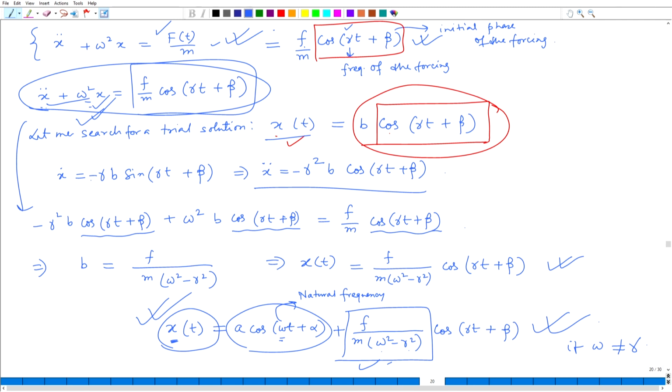So, what is the conclusion of that? This solution is only a good solution when omega, the natural frequency, is not equal to the force frequency, the frequency of the periodic force. If they are equal, then we have to think of another type of solution, and what is that? That we will see in the next lecture. Okay. Thank you.